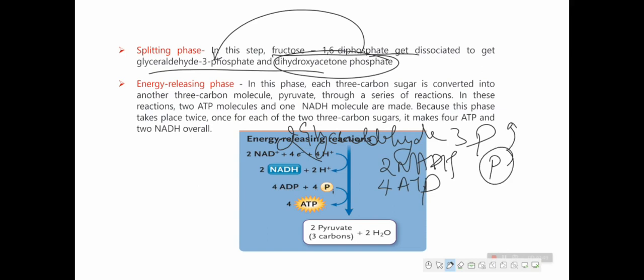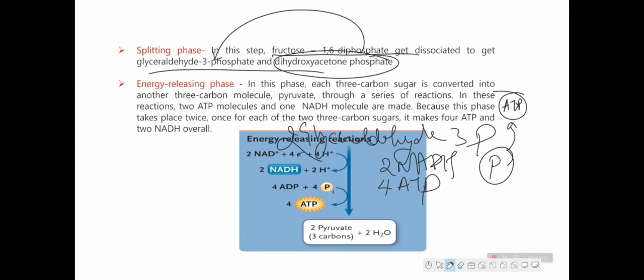2 phosphate molecules were added earlier, right? So now we want to remove those phosphate molecules for stability. When you remove this phosphate group, ATP will be released. So there are two molecules of glyceraldehyde 3-phosphate formed. Means with the help of 1 molecule of glyceraldehyde, 2 ATP will be formed. So 2 molecules means 4 ATP will be formed, right? So this process is known as energy releasing reaction.